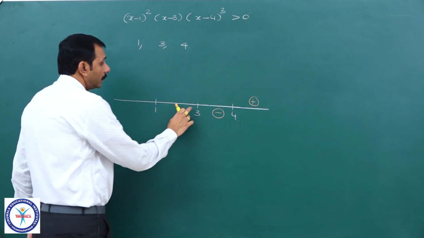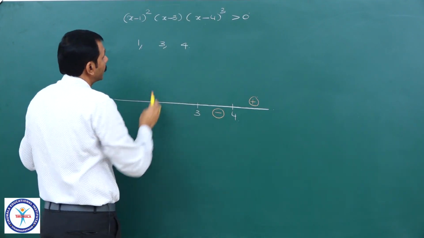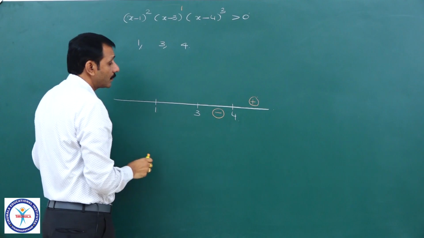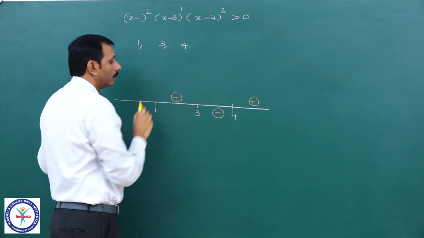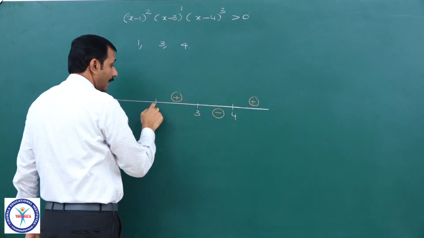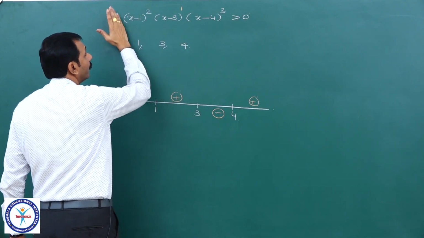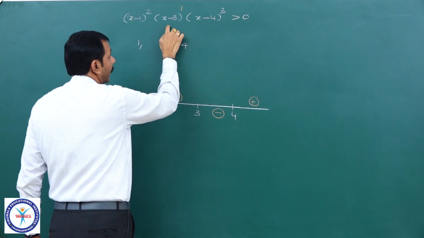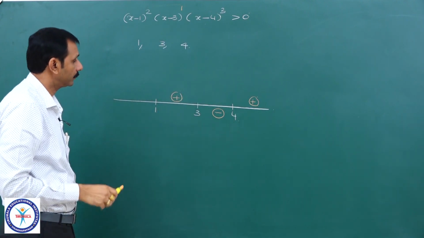Next, if you take 3, because the power of this factor is odd, that is 1, here also the sign will change. Here negative means here it should be positive. Suppose if I take 3.5 it is positive, and if I take 2.5 it will be negative. No problem with this; negative here and positive here means the sign will change.